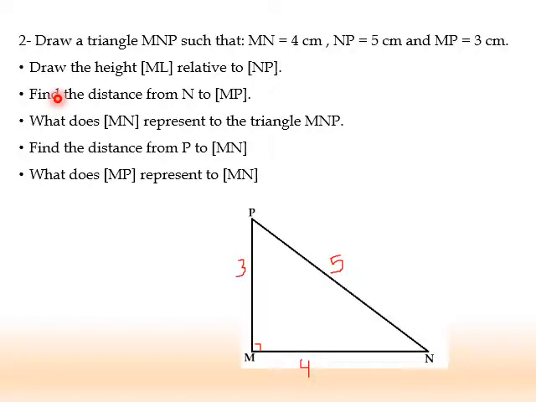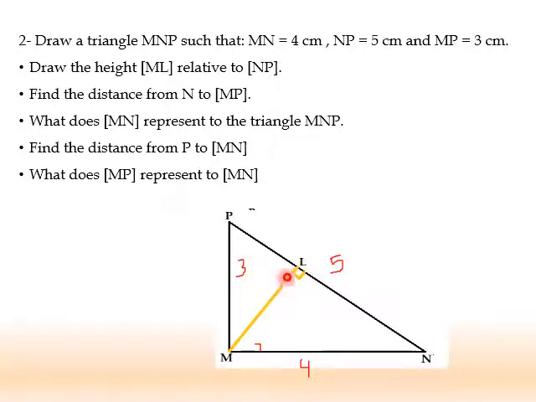Now, draw the height ML relative to NP. So it's from vertex M perpendicular to NP. How do I draw it? By using my set square. Put one of its edges on PN and join. Draw here by joining the vertex. Now this is ML. It's perpendicular to PN, so ML is the height relative to PN.